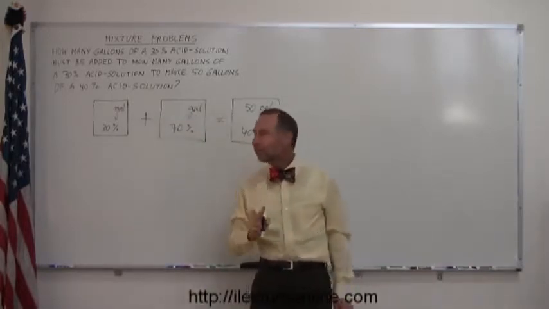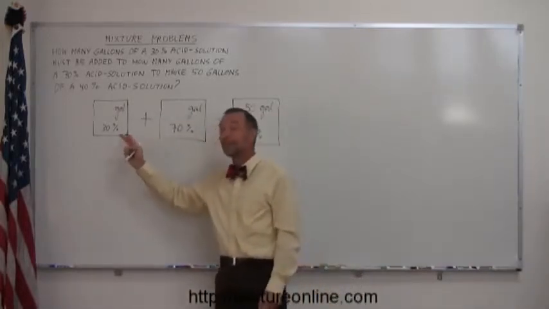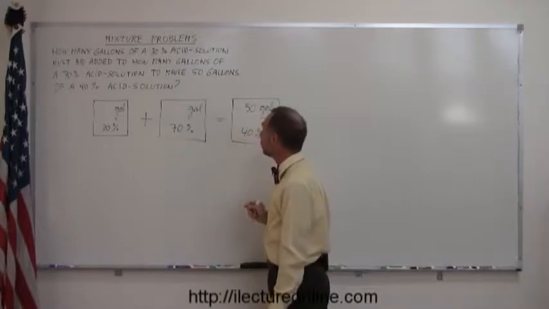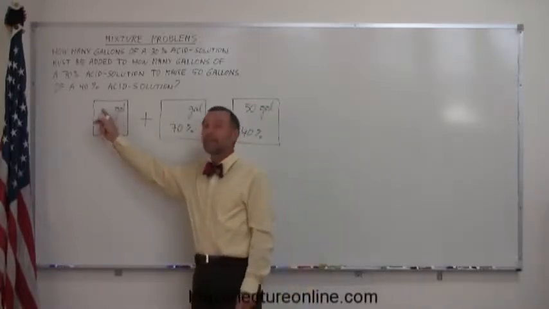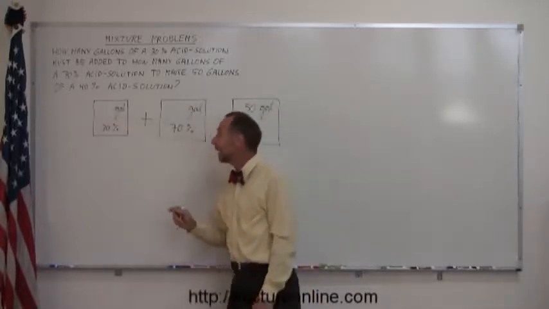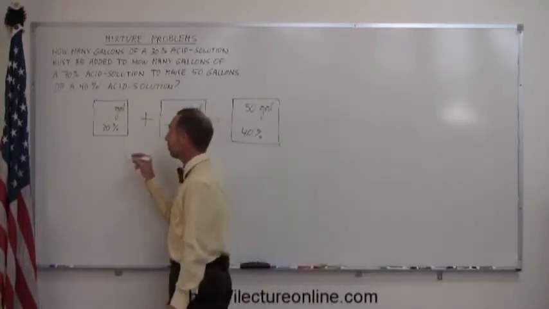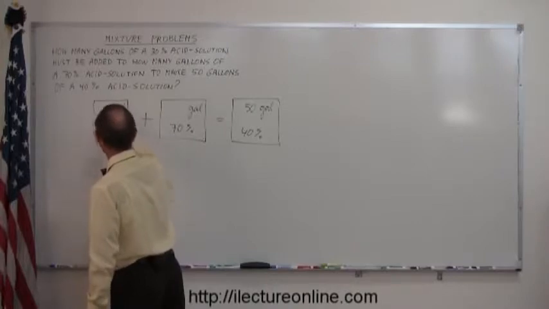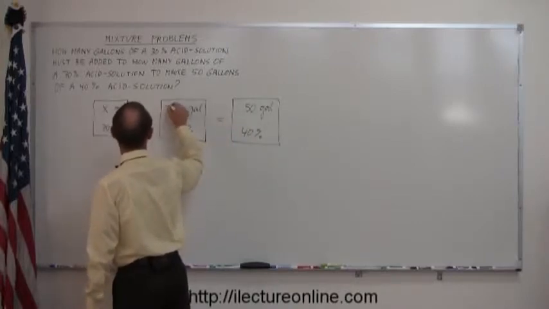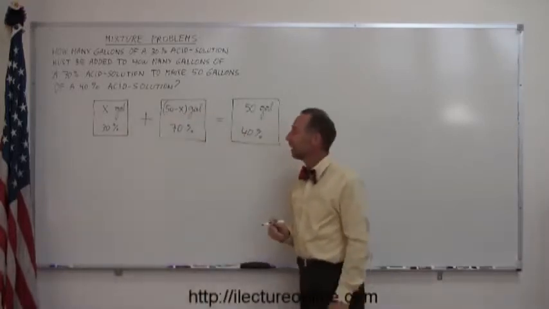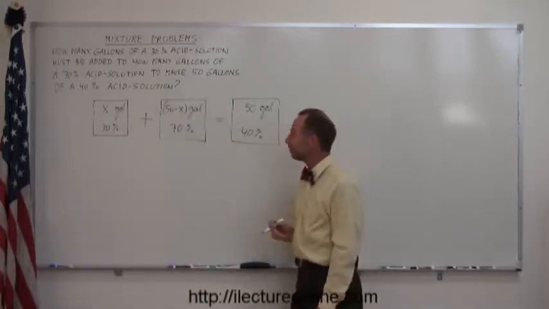Now, if there's two different kinds of solutions you're adding, and you don't know how much of each you use, you typically let x be the amount you have of the one solution, and the total minus x be the amount you have of the other solution. So here you write x gallons of that solution, and the total, 50 minus x, be the amount of the other solution. And now you're ready to start solving the problem.